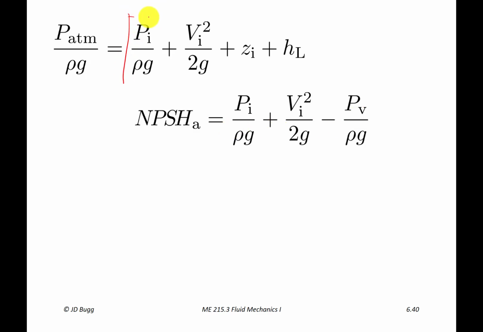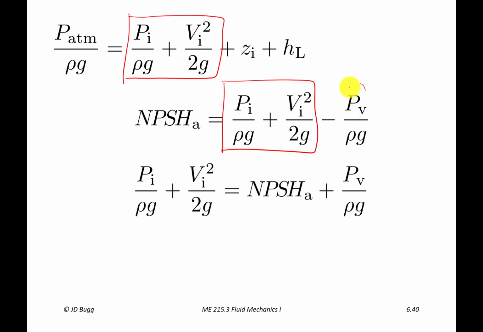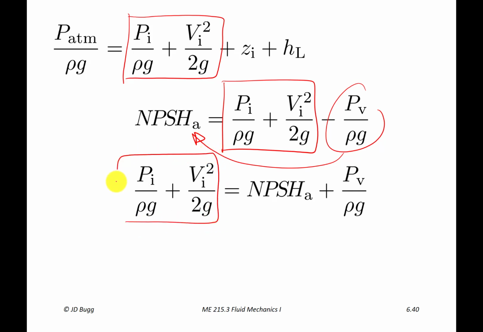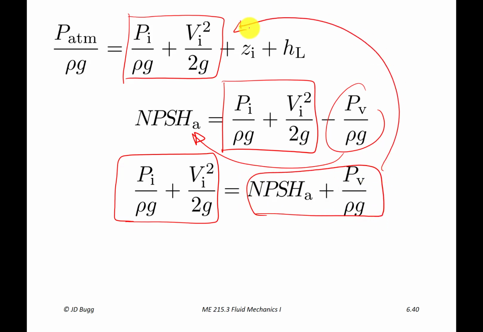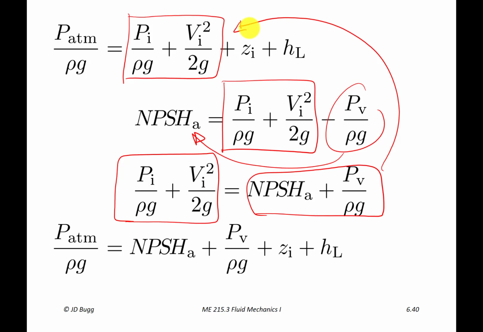So notice that these two terms are common to both of these things. So we want to get rid of these and substitute in NPSHA plus PV. So just rearranging this second equation, taking that and putting it on the other side, we now have this separated out. So we can take that and put it in here. And that's the last thing we want to do here. So we now have atmospheric pressure, NPSH available, vapor pressure, elevation, and head losses.